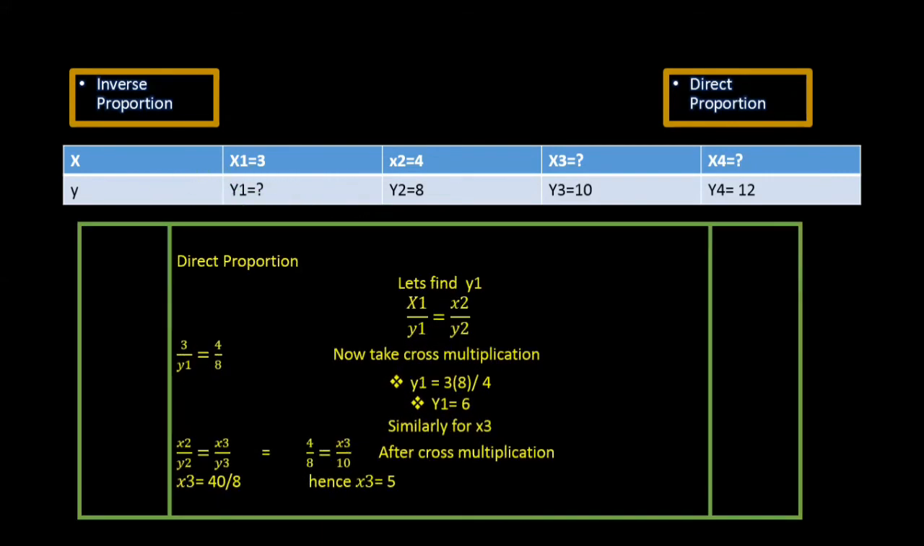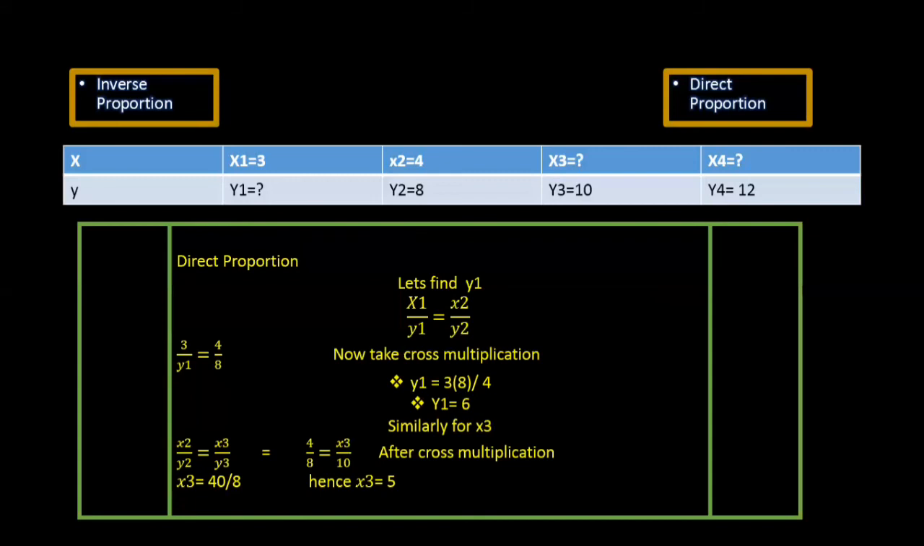So let's find y1. We know that for direct proportion, we have the formula x1 by y1 is equal to x2 by y2. When we put in the values and cross multiply, we get the value of y1 as 6. Similarly for x3, we put the values in x2 by y2 is equal to x3 by y3, and after cross multiplication, we get x3 is equal to 5.